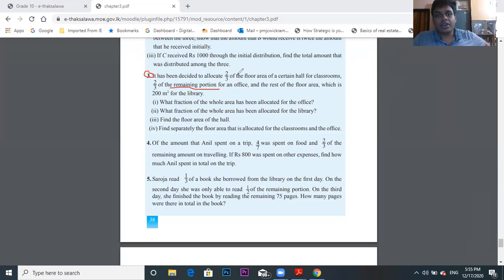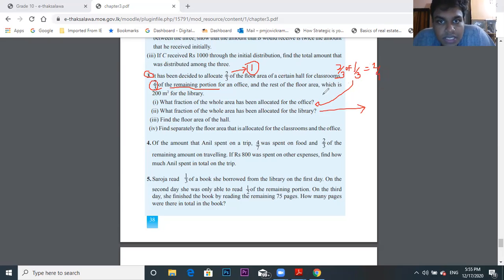So, it has been decided to allocate two-thirds of the floor area of a certain hall for classrooms. So two-thirds of the whole floor area. So out of the whole, one-third is remaining. So that means two-thirds of one-third. Two-thirds of one-third will give you the answer for this. Actually, that is 2/9.